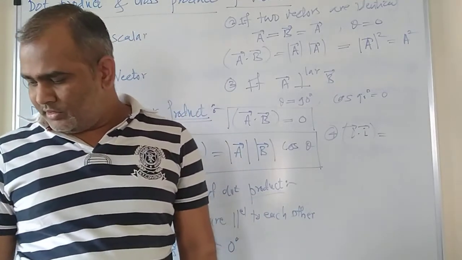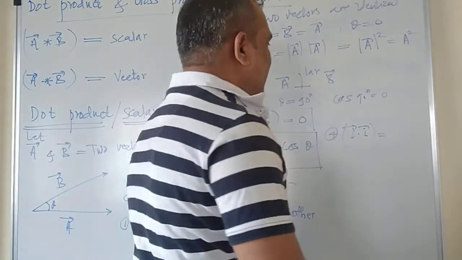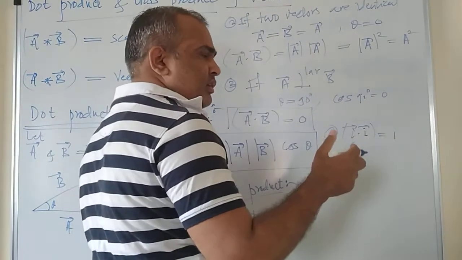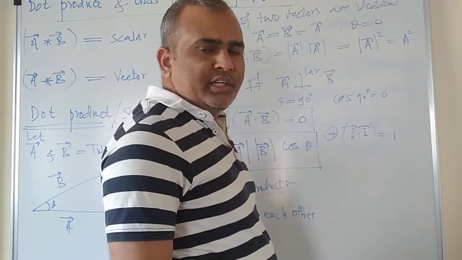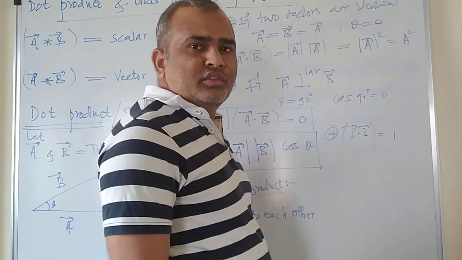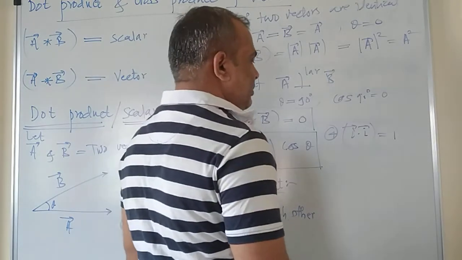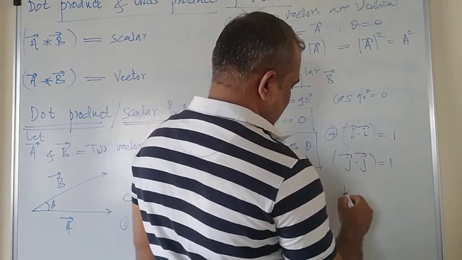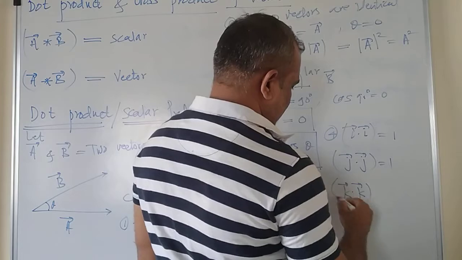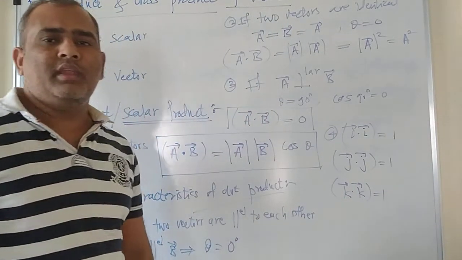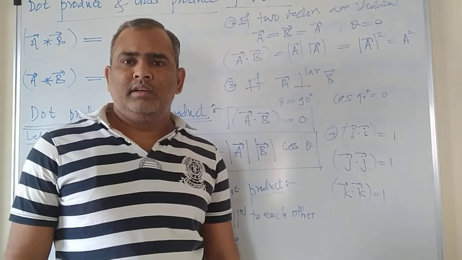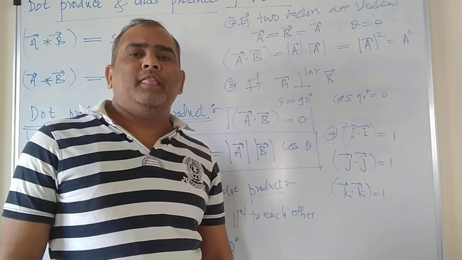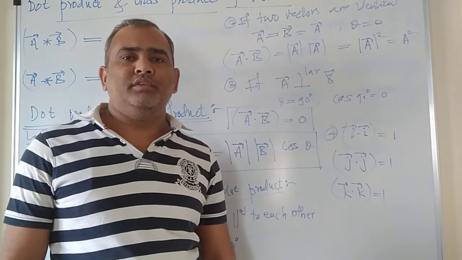I bar dot I bar is equal to how much? That will give you I square, and that will be equal to 1, because you are taking the product of I and I. The unit vectors' magnitude is equal to 1. So 1 dot 1 is equal to 1, or multiplication of 1 into 1 is 1. Similarly, J bar dot J bar is equal to 1, and K bar dot K bar is also equal to 1. Got it? So this property is also important. The dot product of a unit vector is 1, unity.